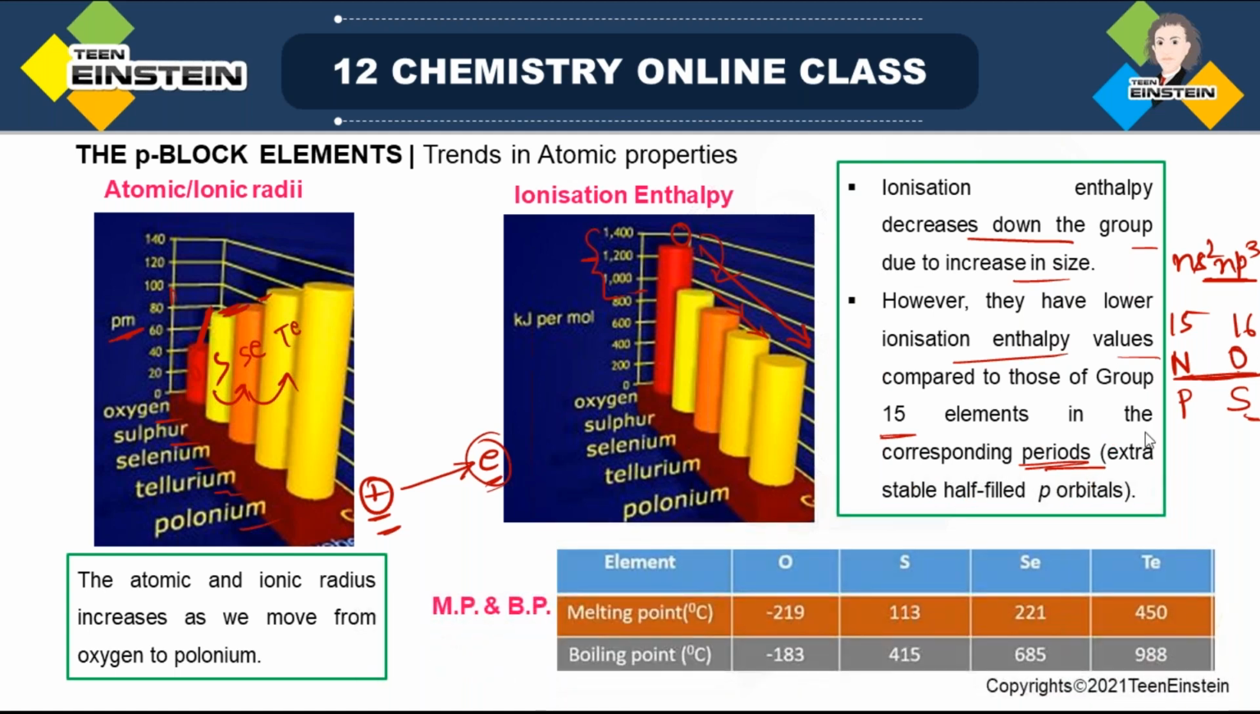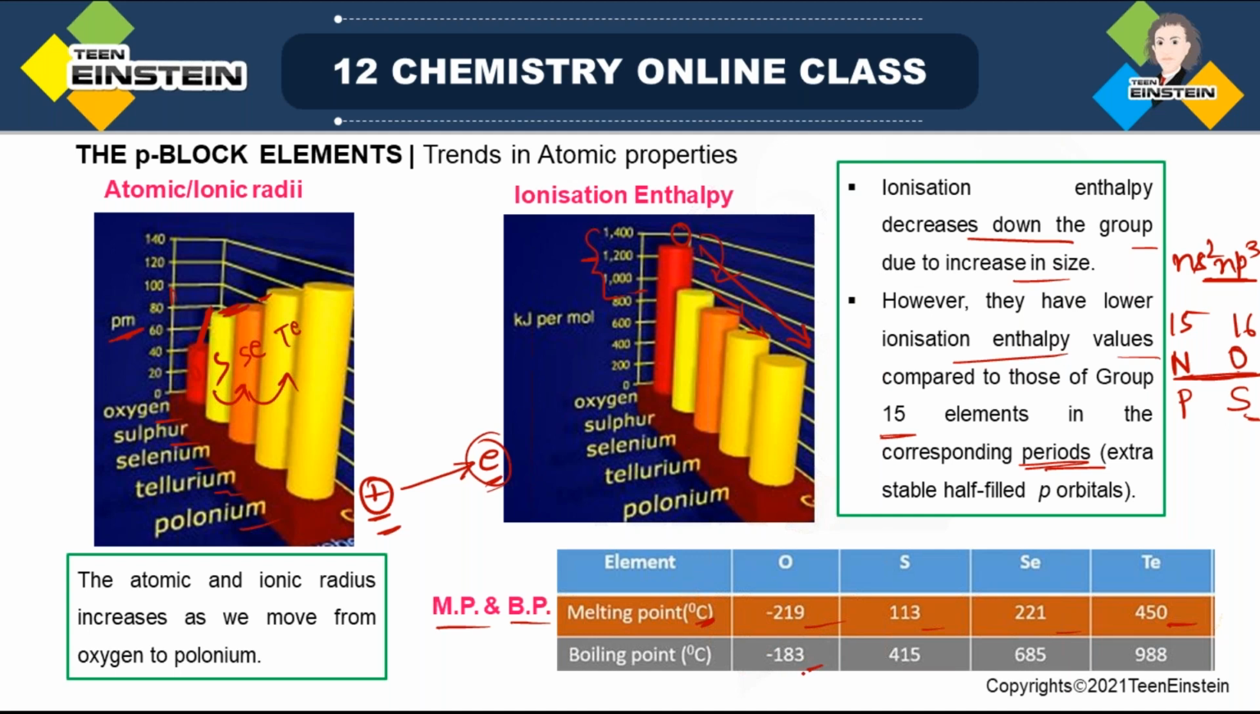And melting point, boiling point, though it is not an atomic property, it is actually a physical property. But we know that down the group, melting point, boiling point always increases because of increase in mass. So van der Waals interaction also increases. So see, melting point in degree centigrade unit, it is increasing. Boiling point also, only the first one is negative.